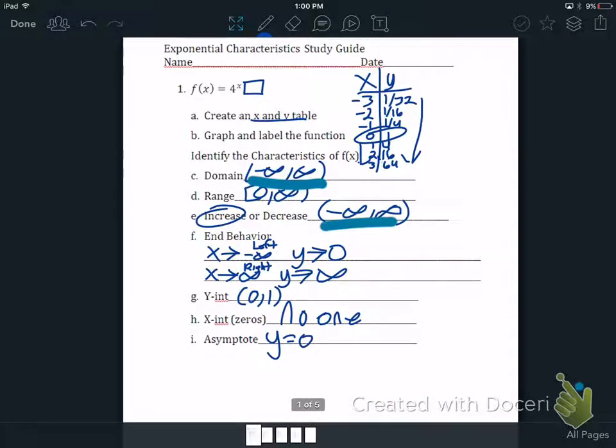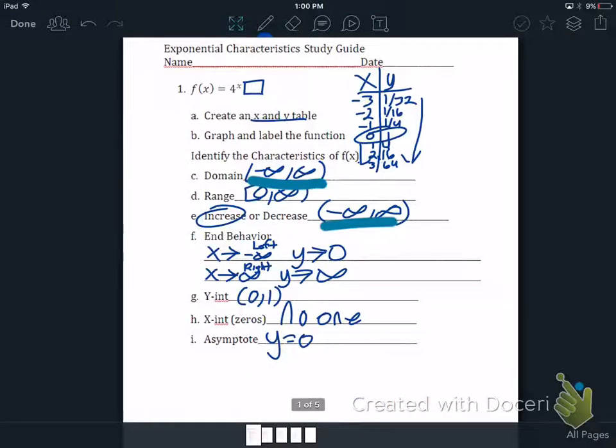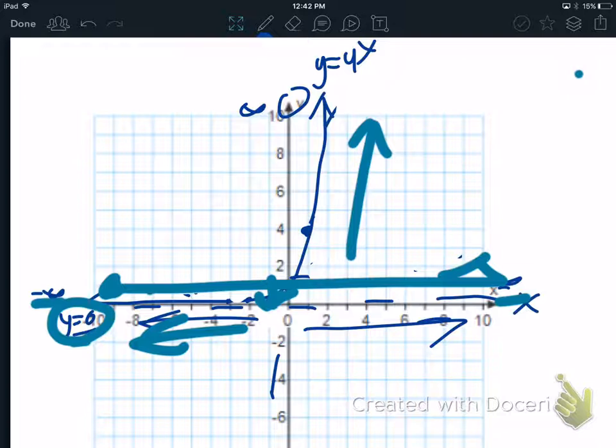In end behavior, as x goes to negative infinity, y goes to 0. So as x goes to negative infinity to the left, y goes to 0. Alright, and as x goes to the right, to positive infinity, y goes up to positive infinity.